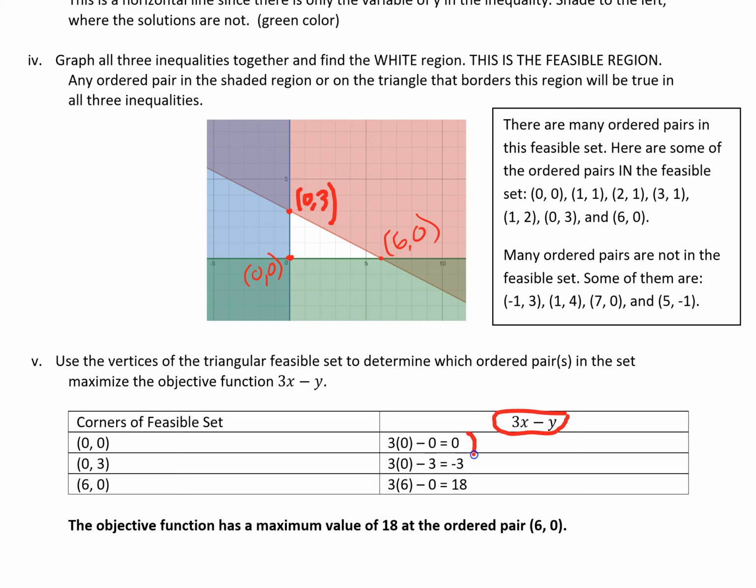Now I take a look at these final answers and I ask myself, well, was I wanting to maximize or was I wanting to minimize? And I was wanting to find a maximum value. So because I was trying to find a maximum value, I want to take this answer of 18 and say that's my maximum that's going to occur with my objective function, and it occurred over here when I had the ordered pair 6, 0. So the final answer is the objective function has a maximum value of 18 at the ordered pair 6, 0.